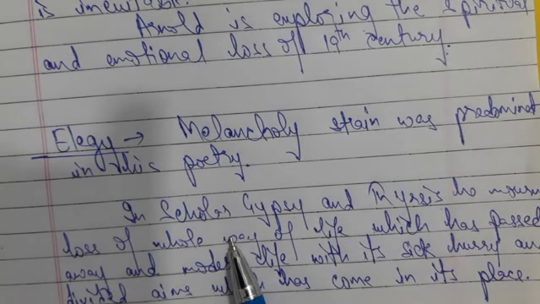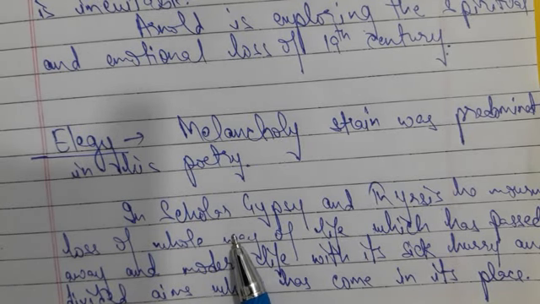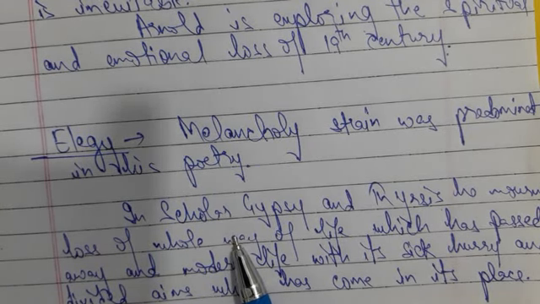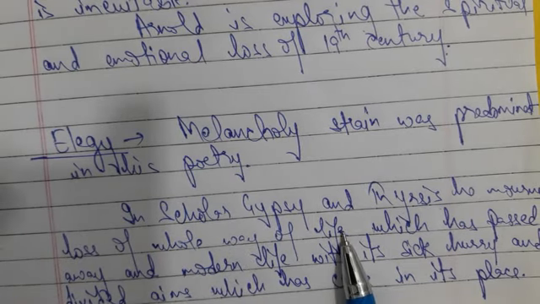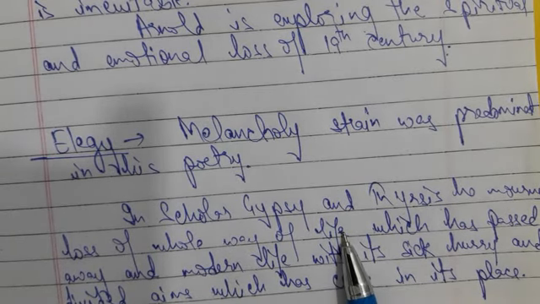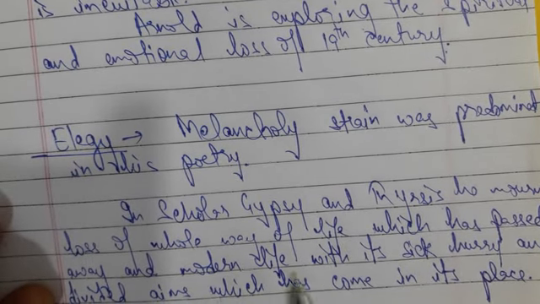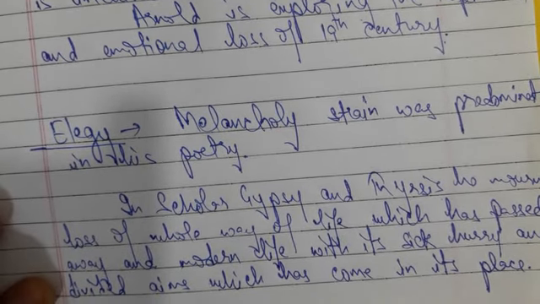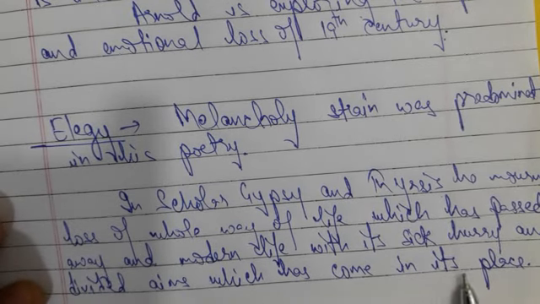So what he's doing in Scholar Gypsy, also in Thyrsis, is mourning the loss of a way of life, the way which was simple, the way which was pure, the way which was rural and pastoral, as against the modern life with its sick hurry and divided aim, which has come in its place.